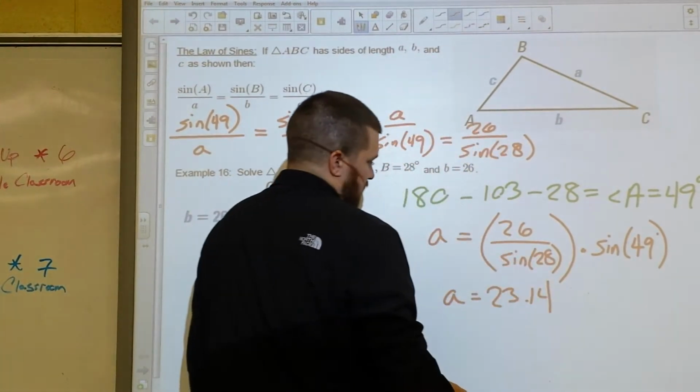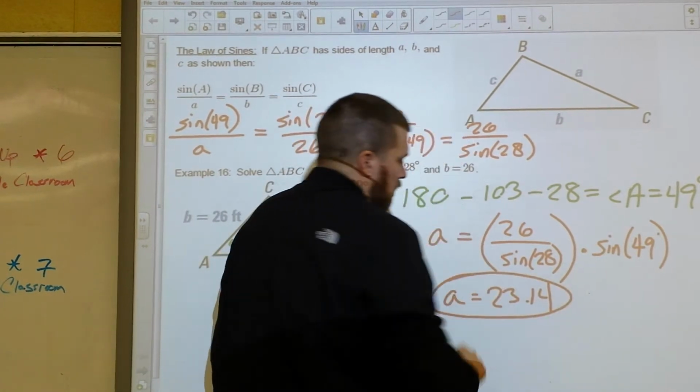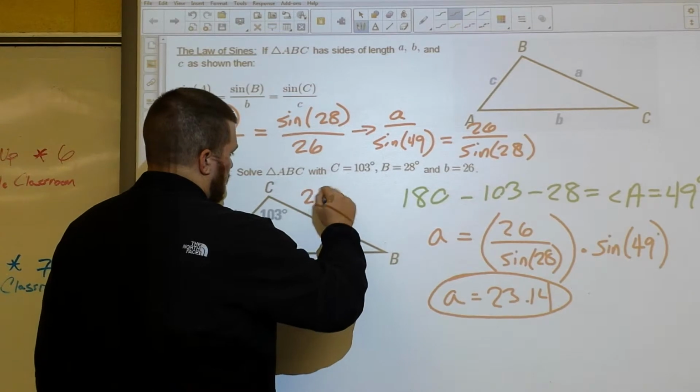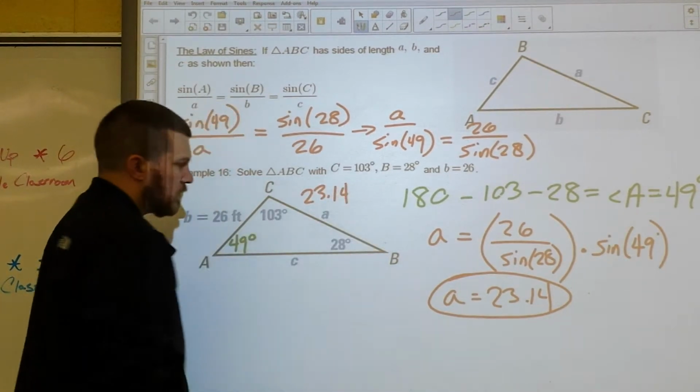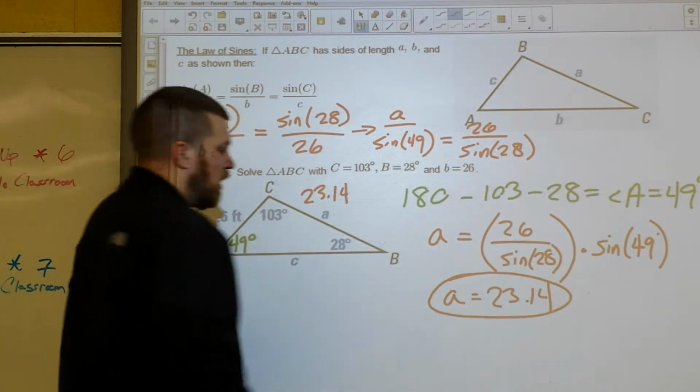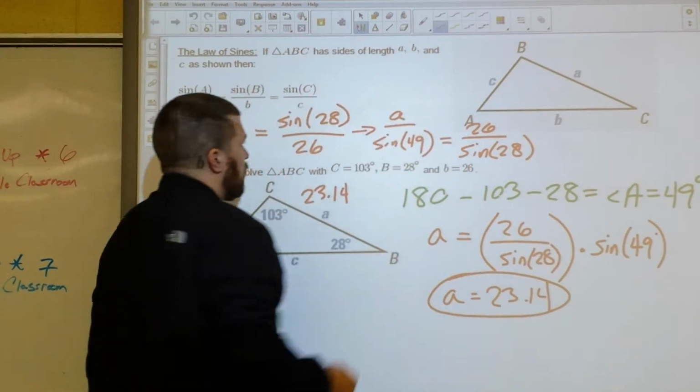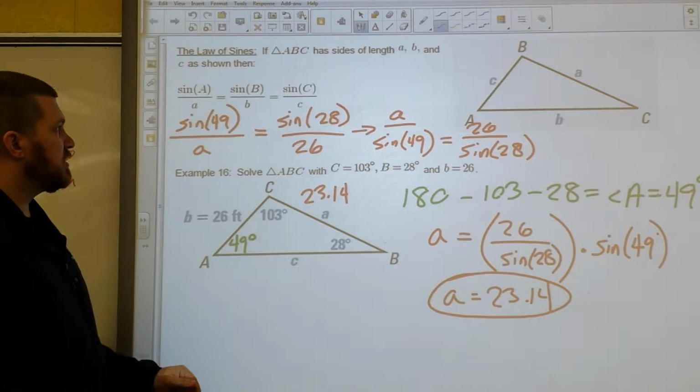And as always, I've said it many times before, the more decimal places you include, the better. So side A is 23.14. Okay. Now we need to set it up again, but this time we're going to find side C.